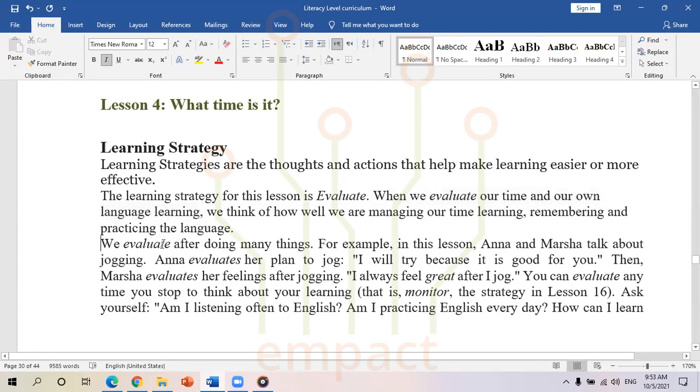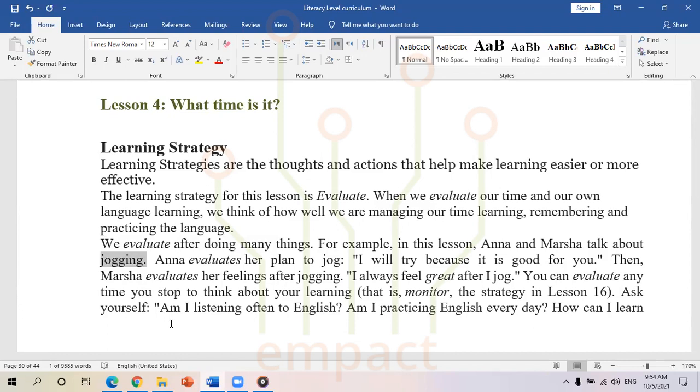We evaluate after doing many things. For example, Anna and Marsha talk about jogging. Jogging is a kind of sport, like running. Jogging before starting is a kind of warm up. Even the players have to do it.